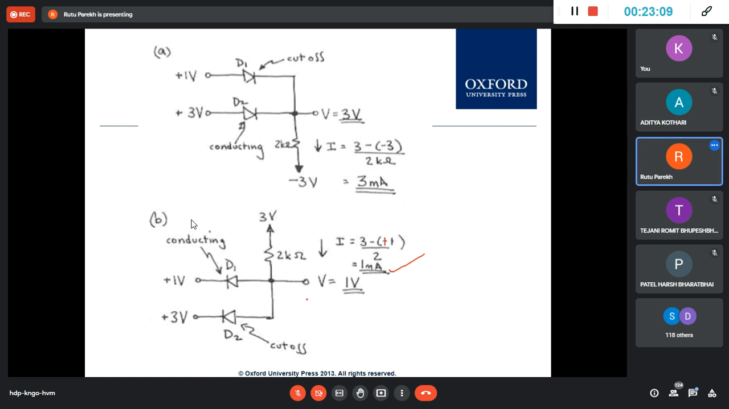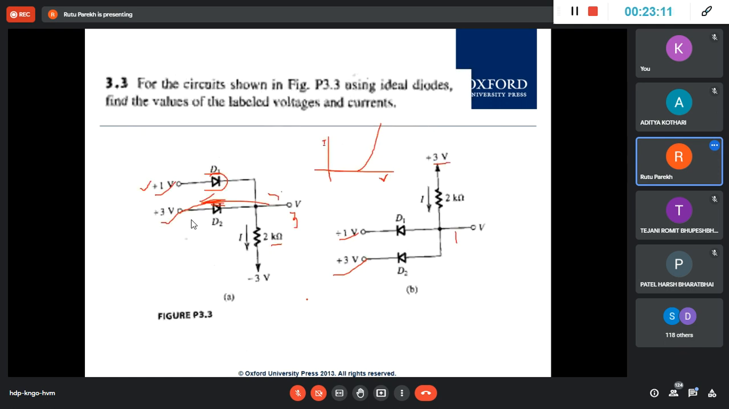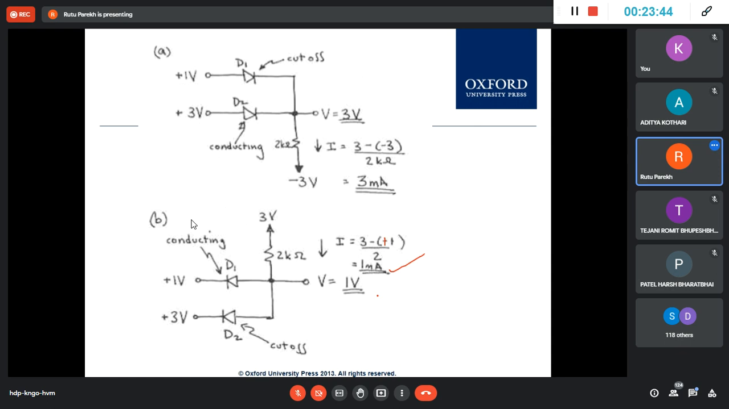Barabar? This is more reverse biased. This is more forward biased. Here it was more positive, so this is more forward bias. Okay, that way, simple way. This is more forward bias. Here, this is more forward biased. Here, this is conducting. Here, this was conducting.